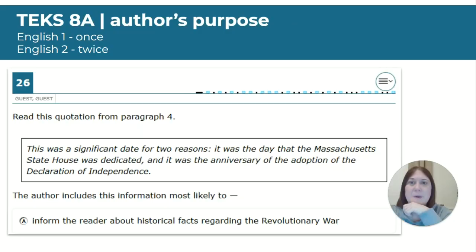TEKS 8A is about author's purpose, asked once on the English 1, asked twice on the English 2. Here we have a quotation, and it's simply asking, the author includes this information most likely to. And that phrase is used a lot, not just for this TEK, most likely to.